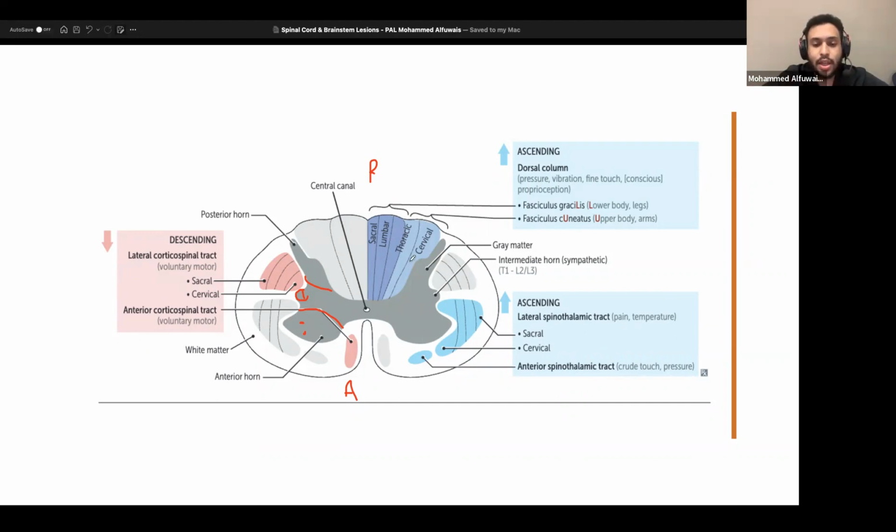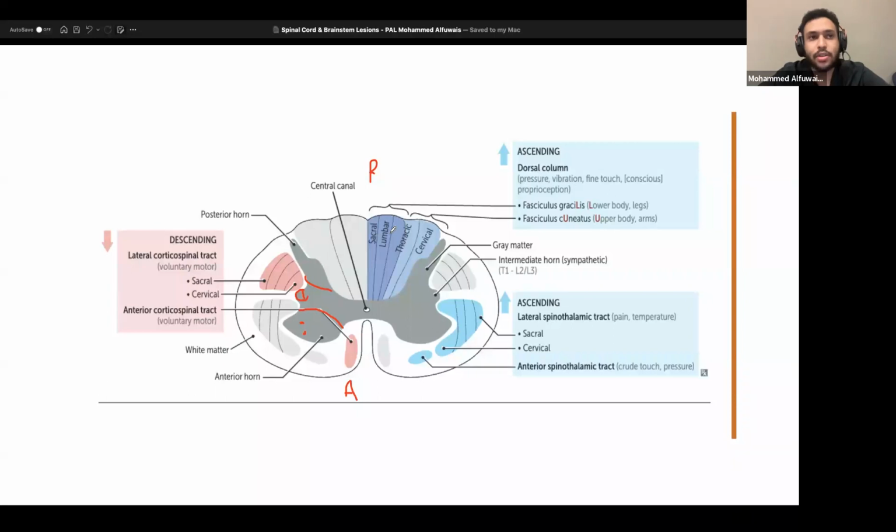Now, the next tracts will be the two ascending tracts. The first one I'll explain is the dorsal column tract. The dorsal column tract will basically carry certain sensations. These sensations will be vibration, conscious proprioception, fine touch, and pressure. Now, how do you know if someone has defects in the dorsal column? How can you actually test for these things?